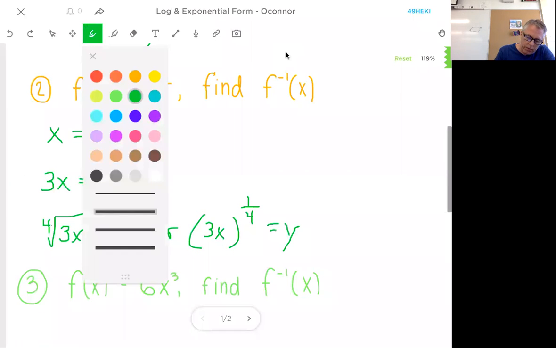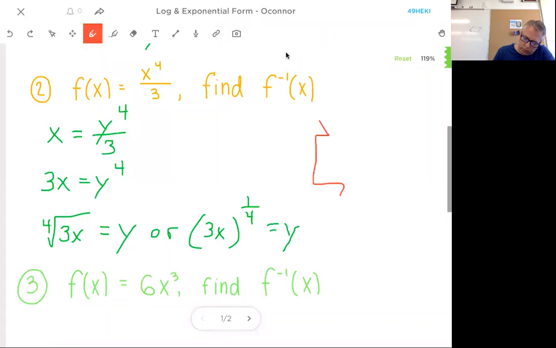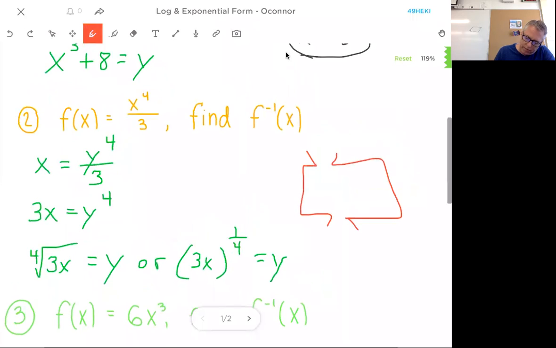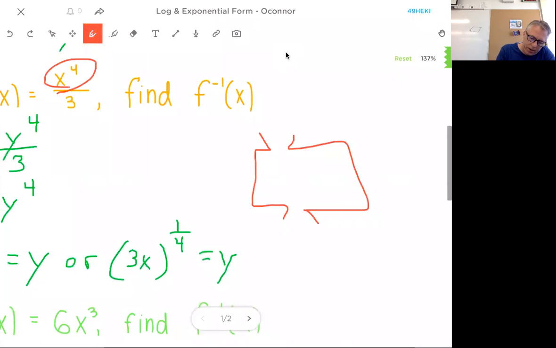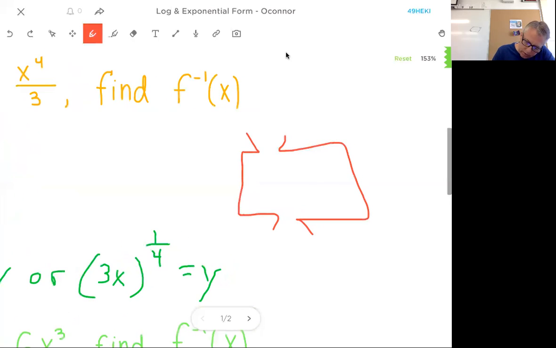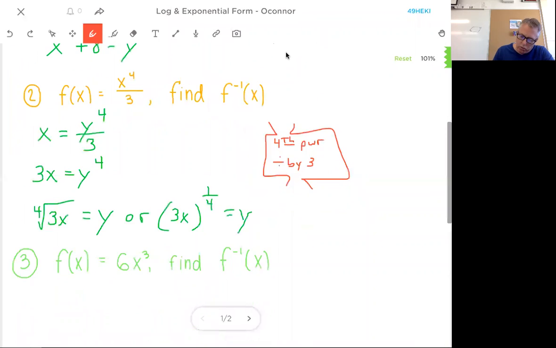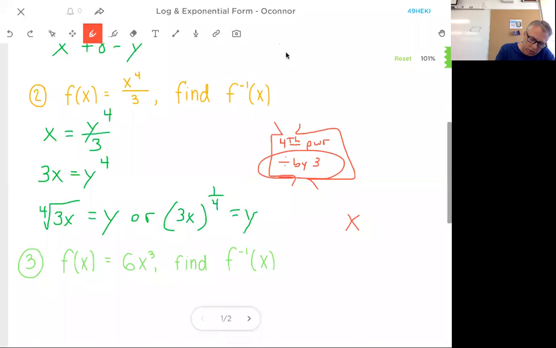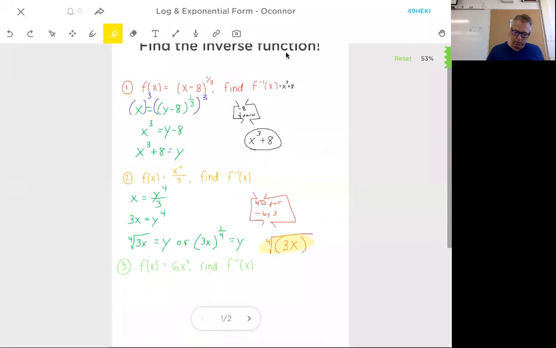Okay, and again, using the other method. If I plug something in here, the first thing I would do is the 4th power and then divide by 3. So if I take my number, to undo that, I multiply by 3. And then to undo the 4th power, I do the 4th root, or take it to the 1/4 power. And that again is our inverse. So I should write that up there.